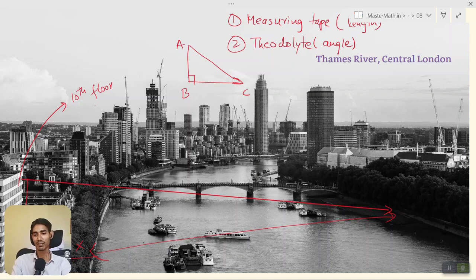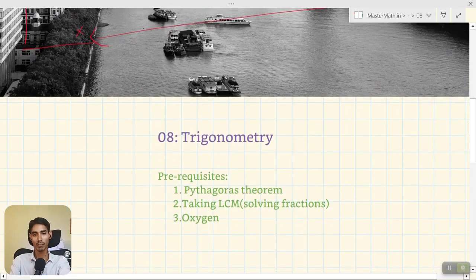Probably we can find AB. If we just drop the measuring tape, it would be fine. It would be easy to find the AB side. So just assume this is 100 meters, and we could measure this angle, say 60 degrees. Just keep this example in mind, and we'll come back to this in some time.